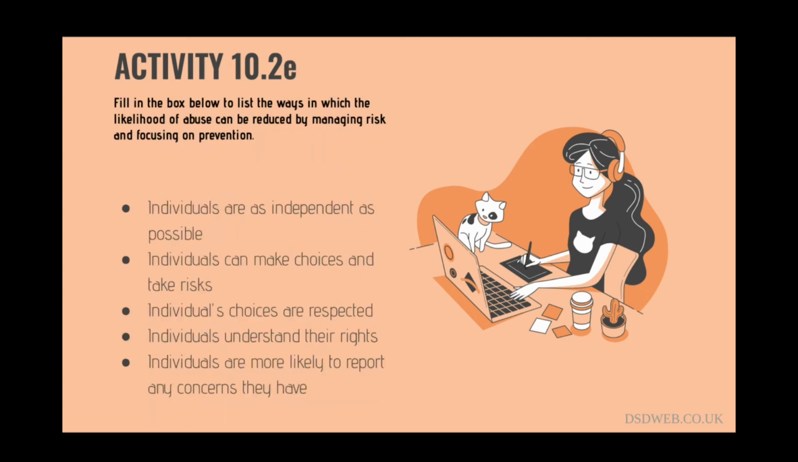Activity 10.2e asks you to list ways that likelihood of abuse can be reduced by managing risk and focusing on prevention. Managing risk and focusing on prevention could reduce the likelihood of abuse or neglect in the following ways. Individuals have as much independence as possible. Individuals are encouraged to make their own informed choices. Individuals' choices are respected. Individuals understand their rights. Individuals are more likely to report concerns they have.